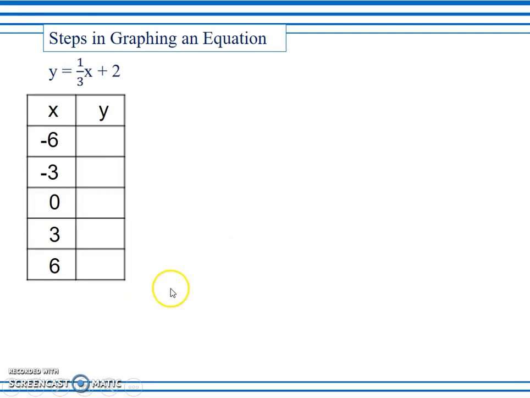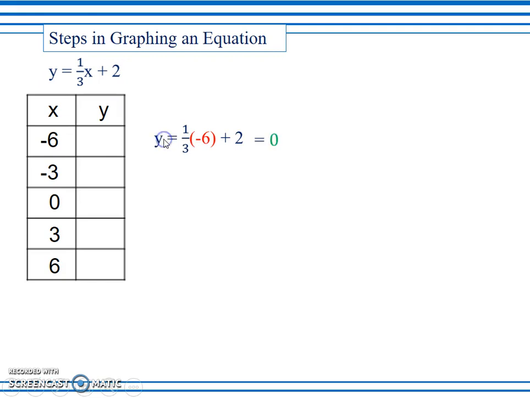Okay, so let's look at this problem. Now, notice for this one, it's still a linear equation. There's 2 variables. They're both to the first power, and they're in different terms. So I've picked -6, -3, 0, 3, and 6 because I'm multiplying by the fraction 1/3. So I wanted to multiply by a multiple of 3 to get rid of my denominator. Then it'll be easier to graph.